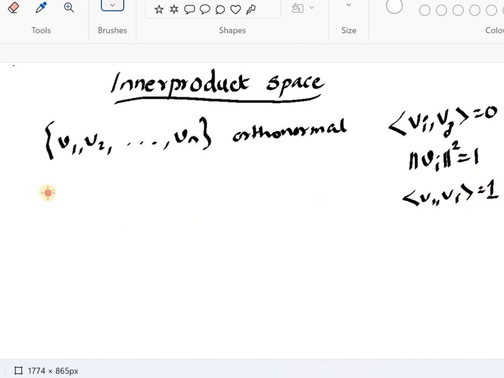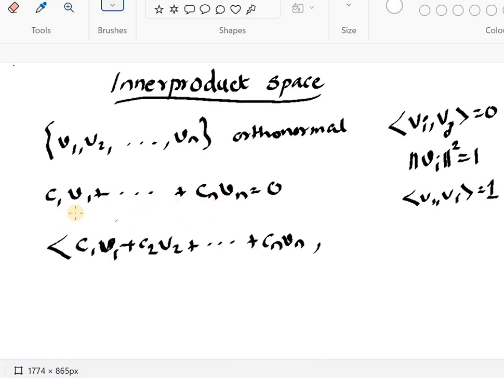So how to show that it is linearly independent? You take a linear combination c1 v1 plus etc. plus cn vn and put it equal to 0 and show that there is no connection between the vectors. That means by showing c1 equal to 0, c2 equal to 0, etc., cn equal to 0. To show this, you take the inner product of c1 v1 plus c2 v2 etc. plus cn vn with v1 on the left side. So that should be equal to inner product of 0 with v1, right? But 0 inner product with v1 will give you 0.